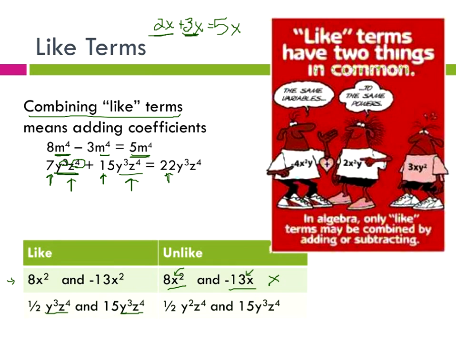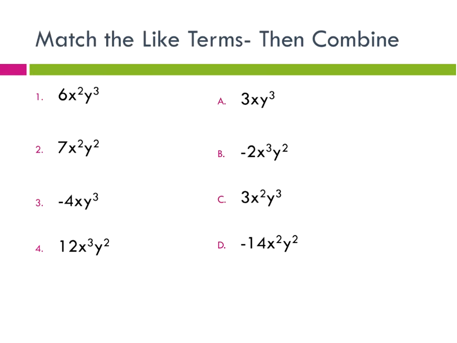Similarly, we could have these y cubed z to the fourth, which we could combine together, but we cannot combine y squared z to the fourth with a y cubed z to the fourth. Those are different terms. So to look at this, we'll actually match like terms.